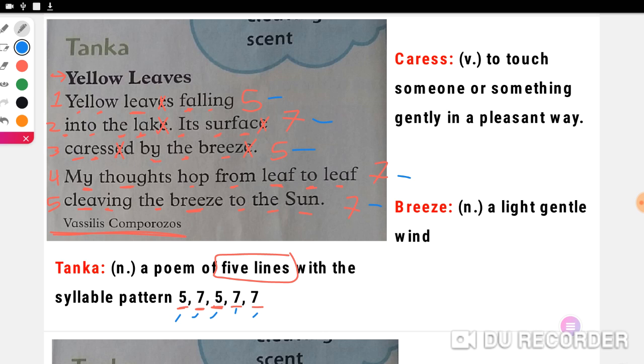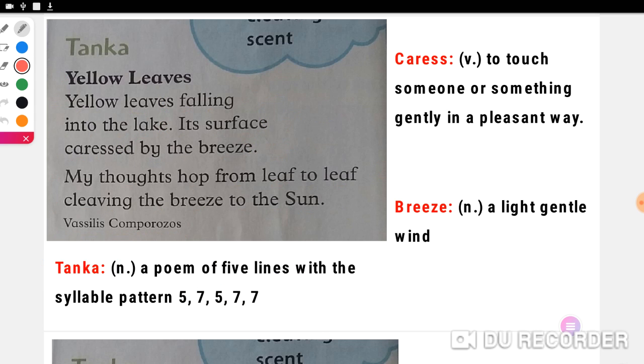So that's correct. So the second type, or the second form that I have here, is called tanka. Tanka is a poem that comes from the Japanese poetry. It's a poem of 5 lines with the syllable pattern 5, 7, 5, 7, 7. Okay, let's start to read the poem one more time.